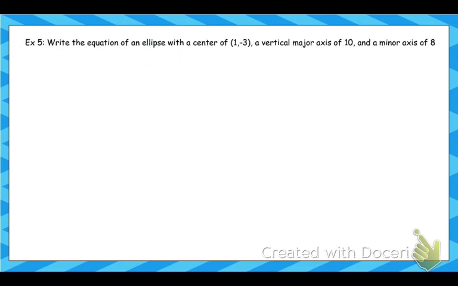All right, so the last thing that we're going to do is we are going to write an equation based off some information. And you'll get a little bit of practice of this when you do the Desmos. What I would recommend is drawing the picture. I think it makes it a lot easier. So we're going to write the equation of an ellipse with a center at 1, negative 3. It tells you it has a vertical major axis of 10. So the entire length here is 10. If the entire length is 10, I'm going to go up 5 and down 5. It tells me the minor axis is 8. So if the minor axis is 8, this whole length is 8, which means I'm going to move 4 in both of these directions.